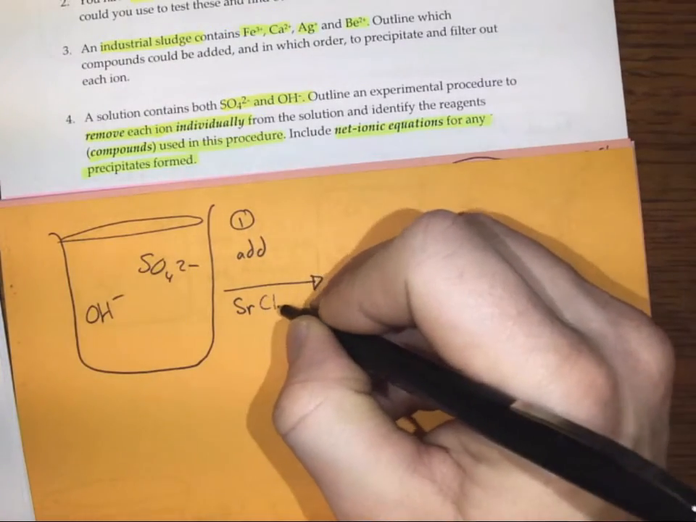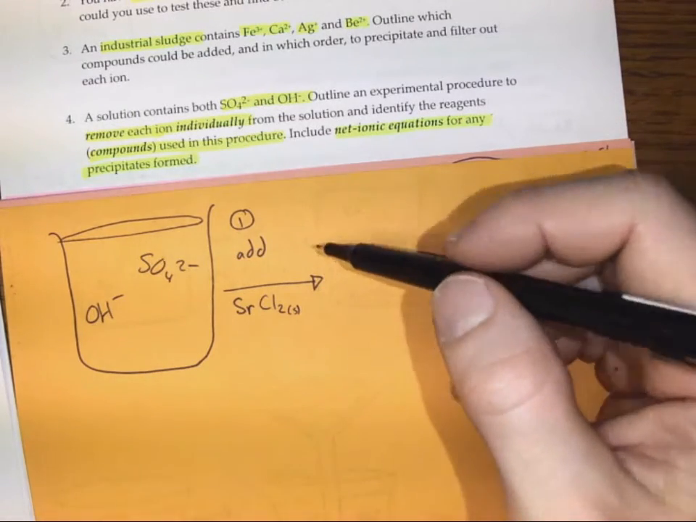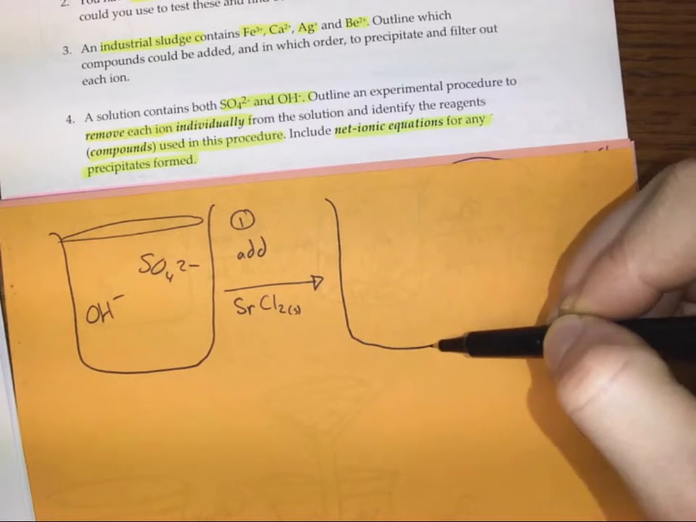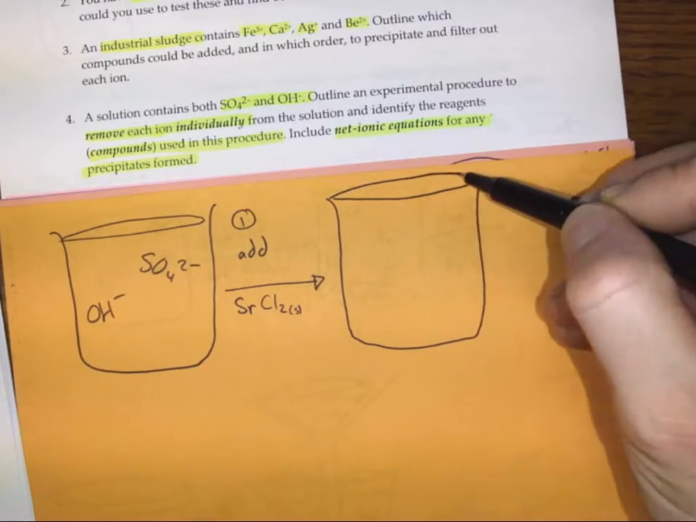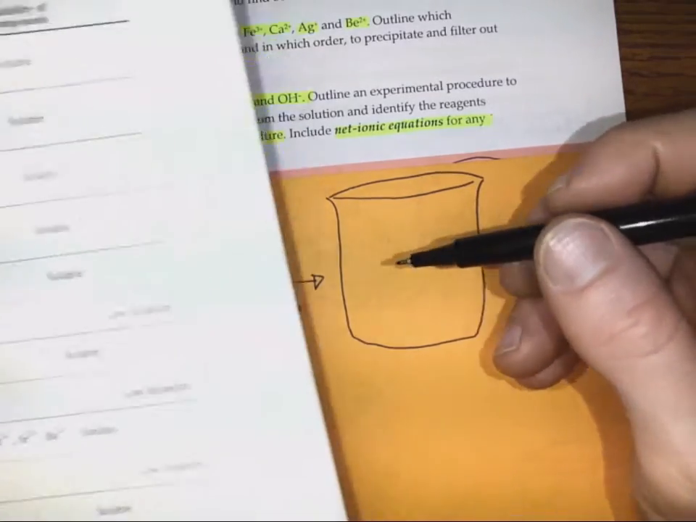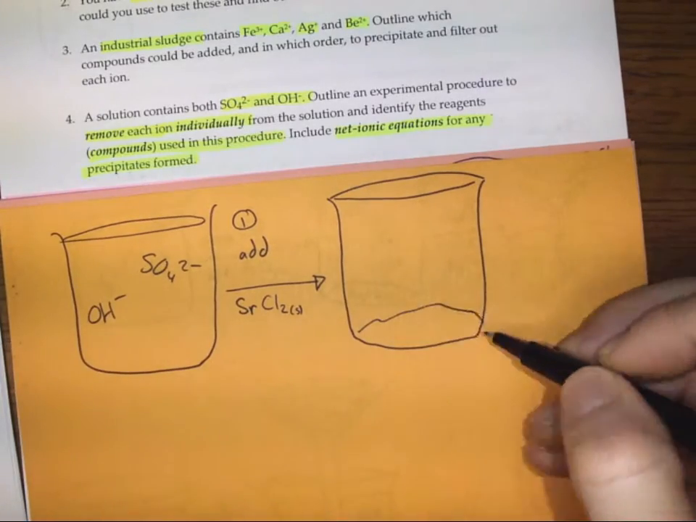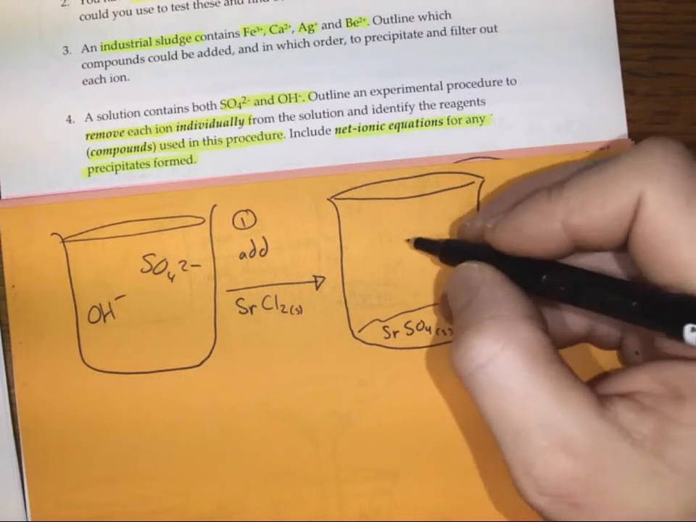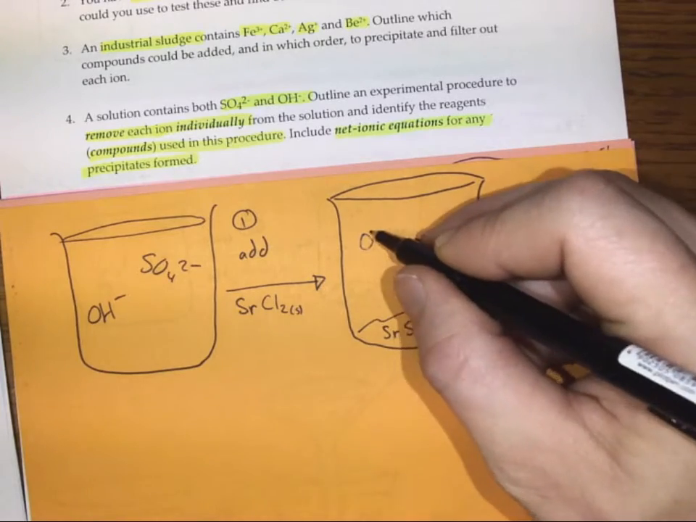It's okay not to necessarily know what happens here. Realistically I would probably add it in a solution instead of solid. So I'll add some strontium, and then what is that supposed to form? I forget now, I was thinking too hard there. Oh, it's strontium sulfate. And then that means I will have some chloride ions now and some hydroxide ions.